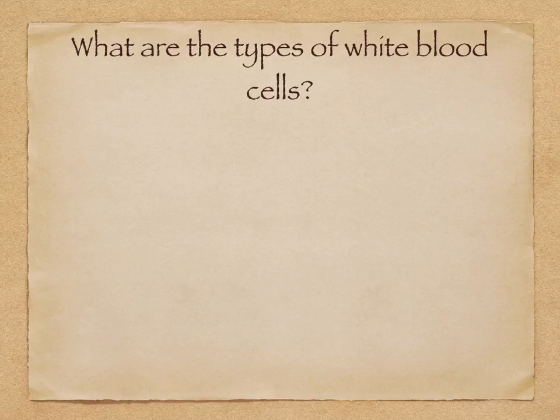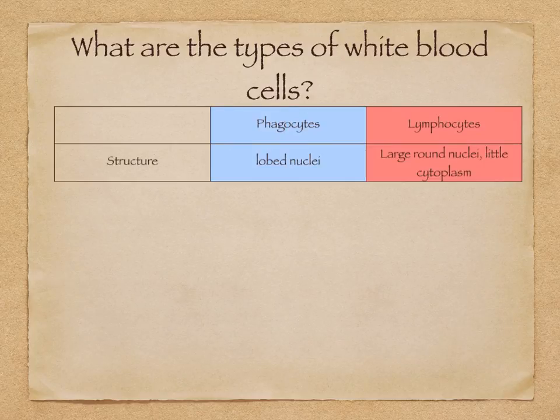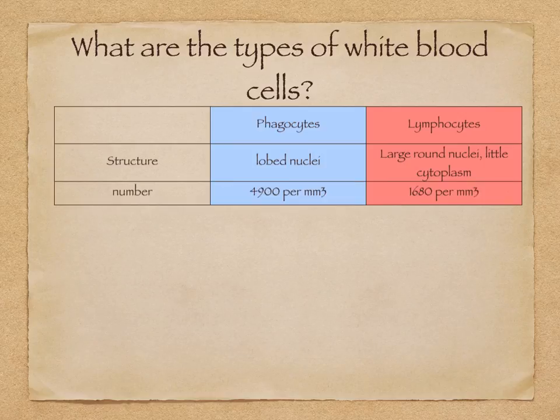White blood cells are divided into two groups based upon how they carry out their function to protect the body against infection. So let's have a look at the difference between phagocytes and lymphocytes. Looking at the structure, remember that phagocytes have lobed nuclei. Lymphocytes have a large round nucleus and little cytoplasm around it. The number: phagocytes are about 4,900 per cubic millimeter of blood. Lymphocytes, 1,680 per cubic millimeter of blood.